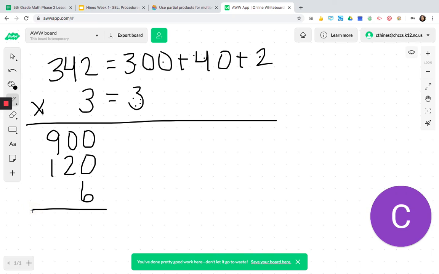The very last step is to add those numbers up. So 0 plus 0 plus 6 is 6. 0 plus 2 is 2. And 9 plus 1 is 10. So our answer is going to be 1026.